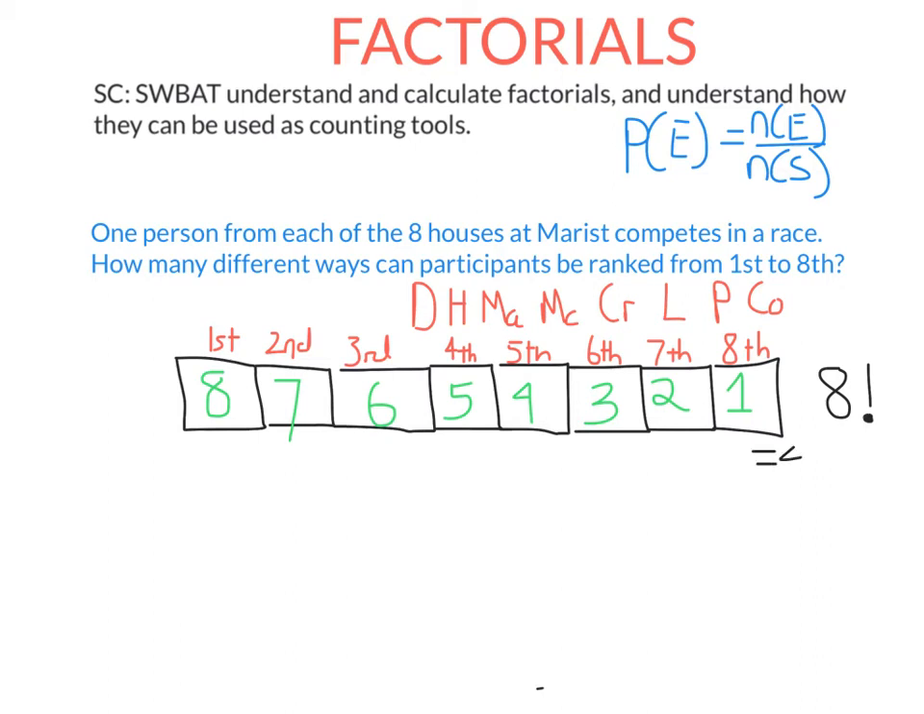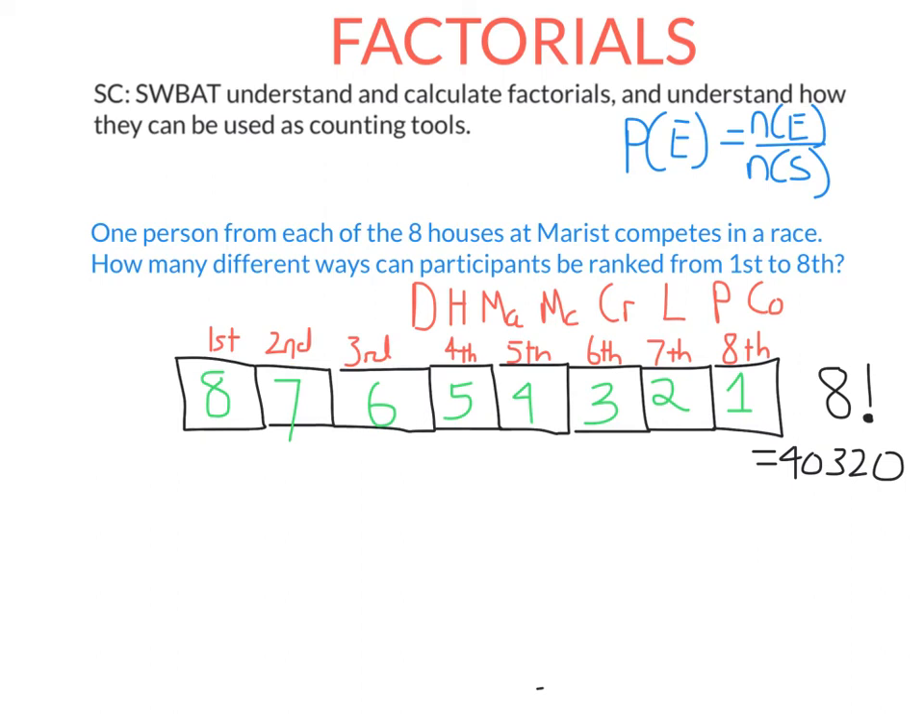I end up getting the number 40,320. That's right. There are 40,320 different combinations from 1st to 8th. This is just one of those combinations. So factorials make counting this so much easier. And we're going to learn in later videos how we can apply this to probability. So that's why factorials are useful.